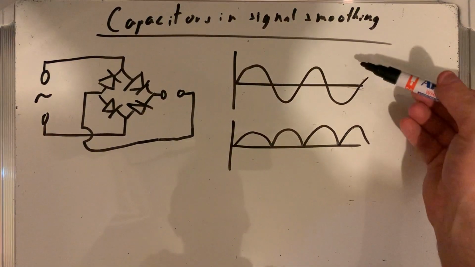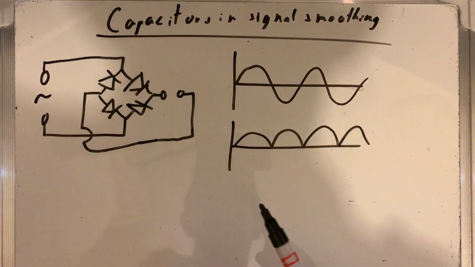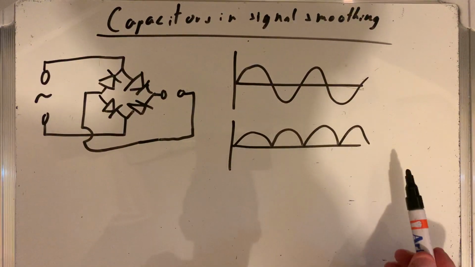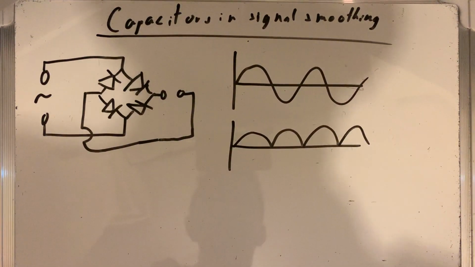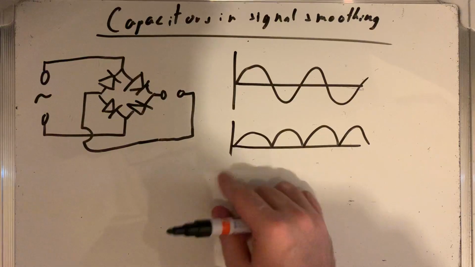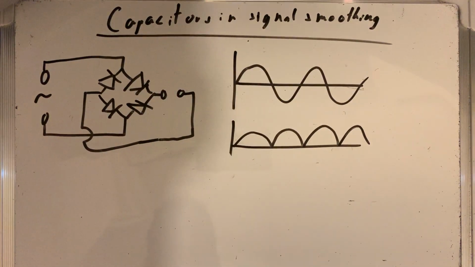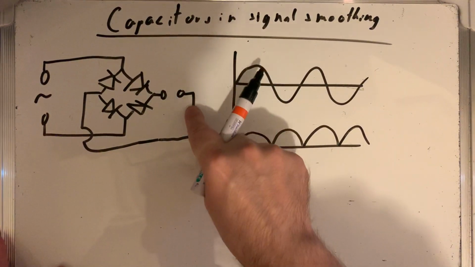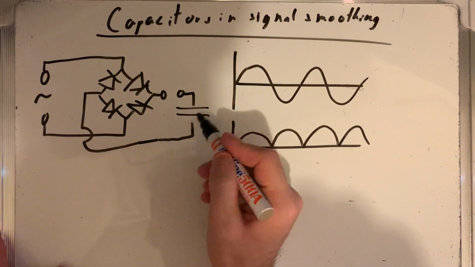That's not bad. AC to DC, but it's not smooth. It's not the same current or voltage the whole time like you would get with a battery. Maybe you want a more consistent DC, something more battery-like. What you could do is add a capacitor.